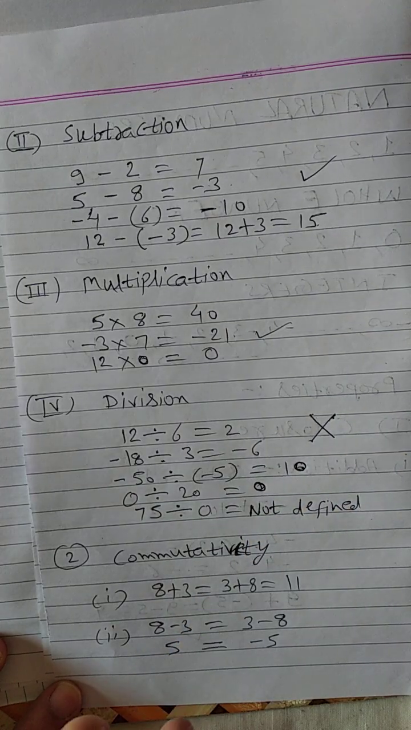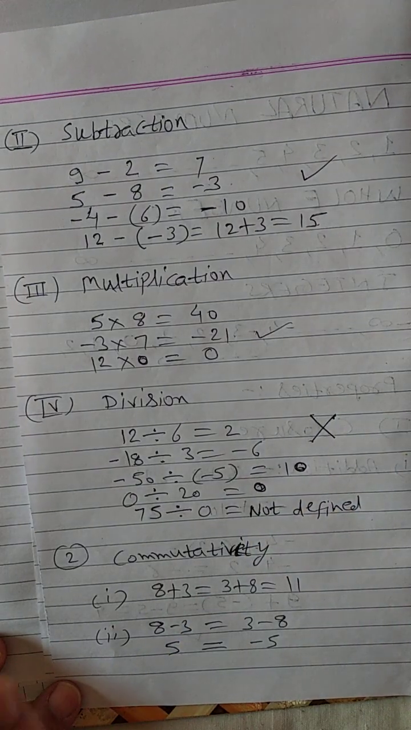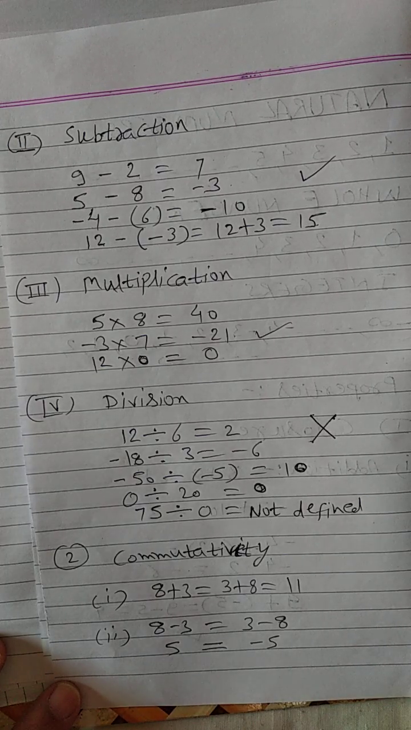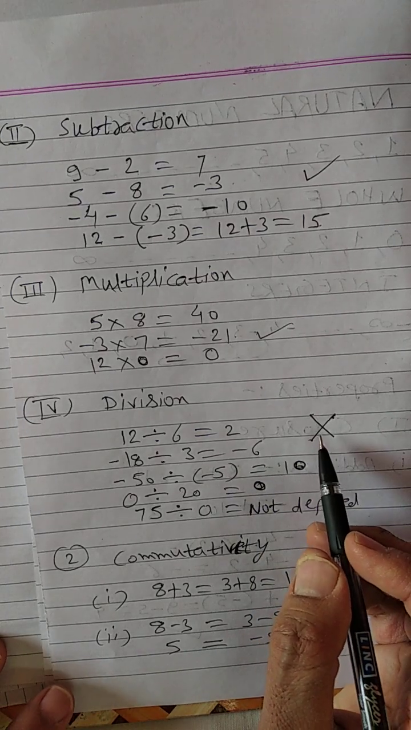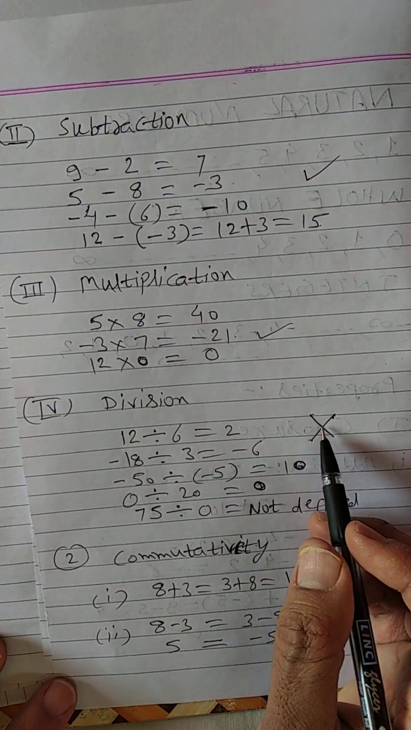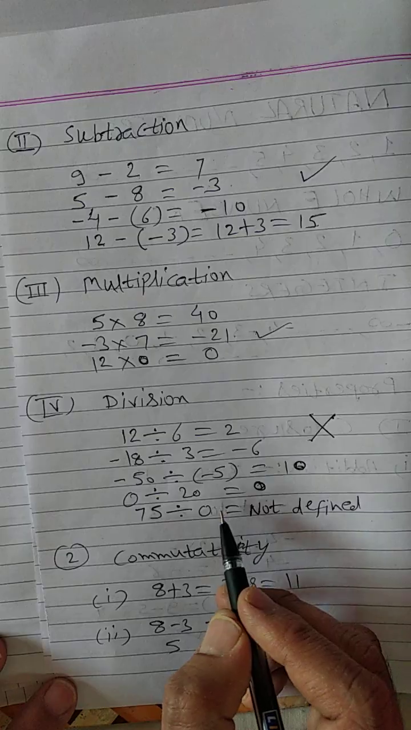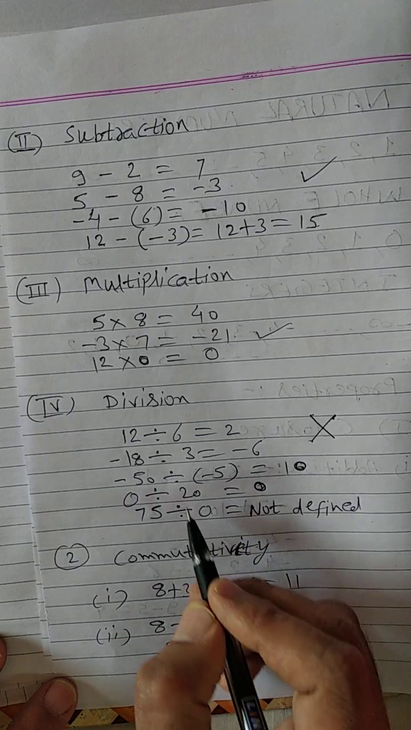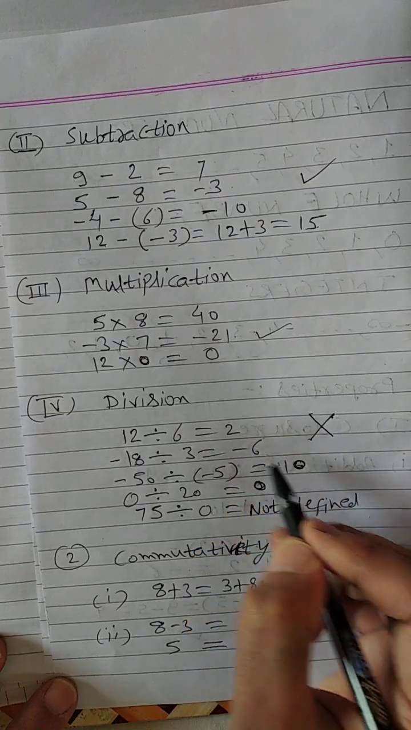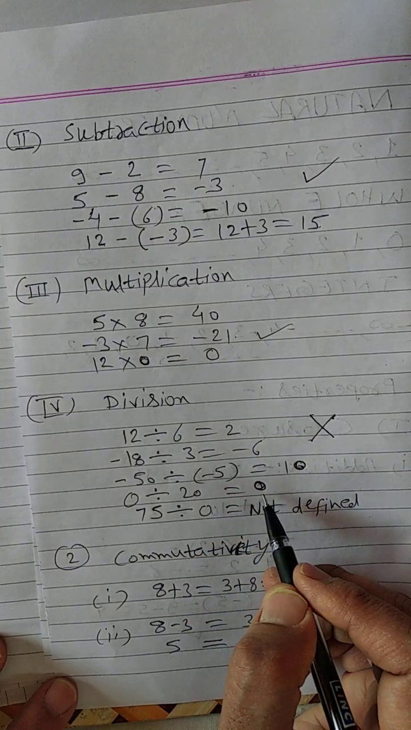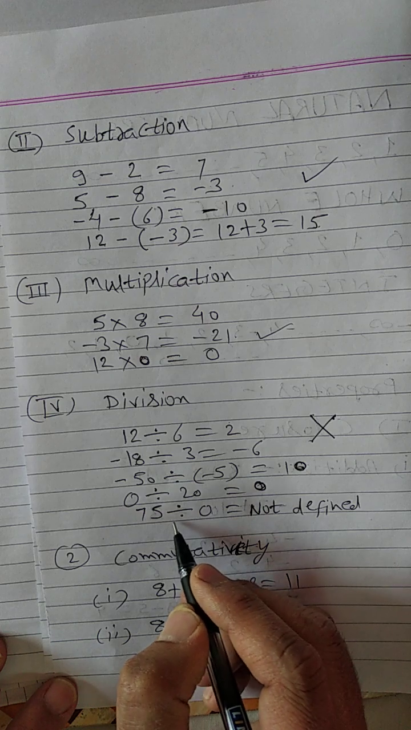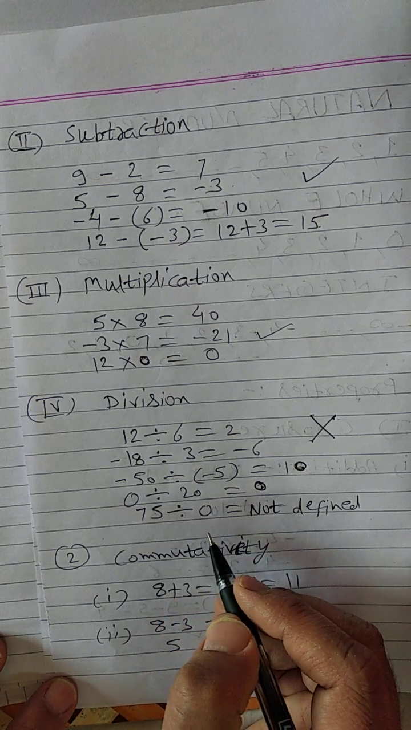So out of 4 operations, addition, subtraction, multiplication and division, integers are closed for the first 3: addition, subtraction and multiplication. But integers are not closed for division, just because of this one case when you divide any integer by 0. In all the other examples, in the first 4 examples, we got an integer every time, but in this last case we did not. So we will say integers are not closed for division.